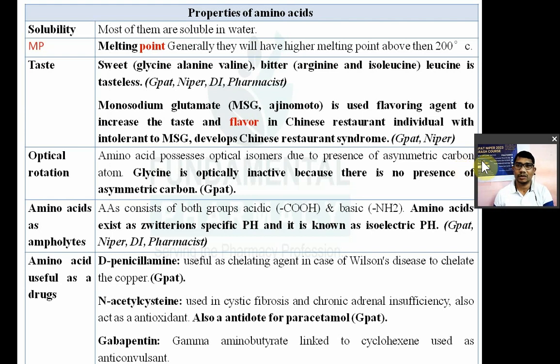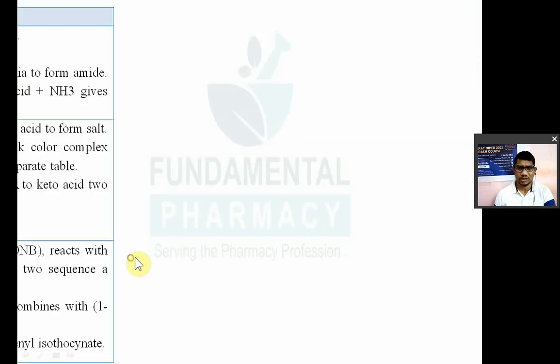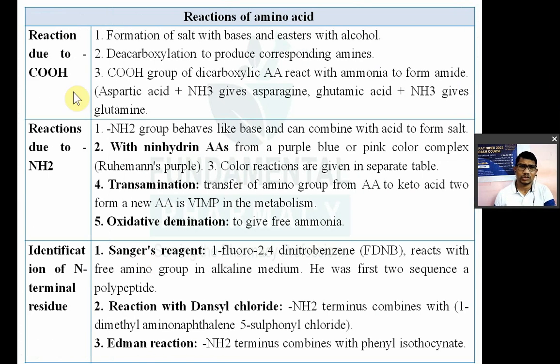That's why milk will coagulate at acidic pH. So we have seen the taste, optical rotation, and amino acids as useful as a drug. We have also seen the reactions of amino acids: the reaction due to the carboxylic group and the reaction due to the amino group. Identification of amino acids is done by these reagents.